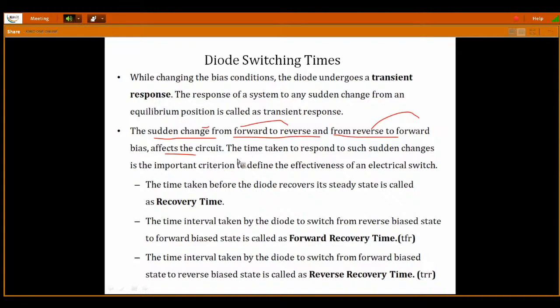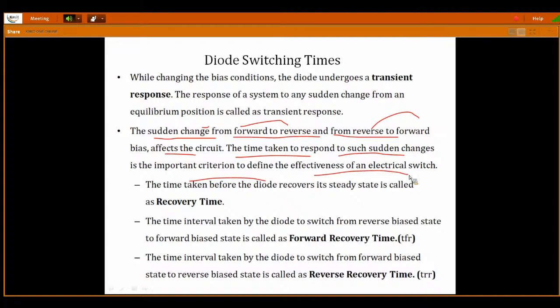Now, the time taken to respond to such sudden changes is the important criterion to define the effectiveness of an electrical switch. Now, what is an electrical switch? How much time it is taking from forward bias to reverse bias or from reverse bias to forward bias when you are changing the bias, that is a very, very important topic for us. Generally, suddenly we cannot change the bias from forward to reverse or reverse to forward, which will affect our circuit.